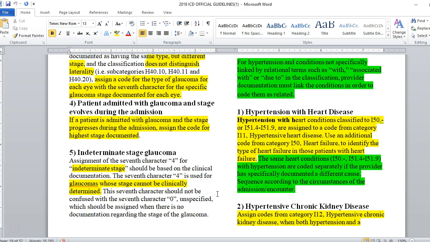Versus the seventh character should not be confused with the seventh character of 0, unspecified, which should be assigned when there is no documentation regarding the stage of glaucoma. Okay, unspecified is when we don't have enough information. Indeterminate stage is when we can't tell what stage the glaucoma is in. So again, documentation wording is important when it comes to glaucoma.